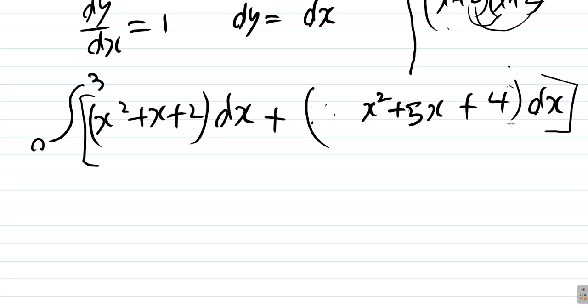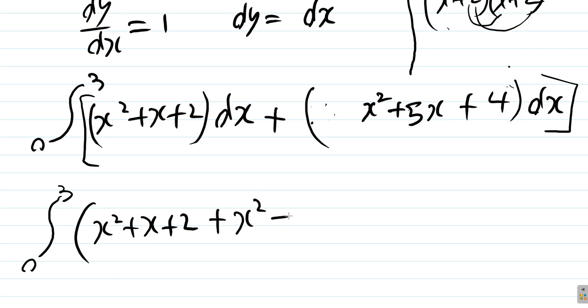So here now, we have the integral from 0 to 3 of, now let's open the brackets. Oh yeah, we have 2 dx's added here. So we're going to open the bracket after that. It's going to be x squared plus x plus 2, plus x squared plus 5x plus 4 dx. Nice.